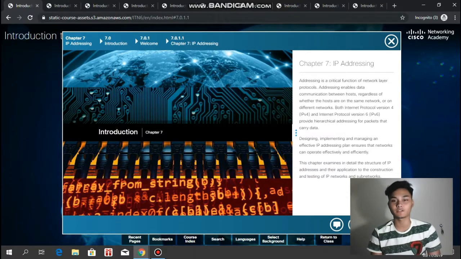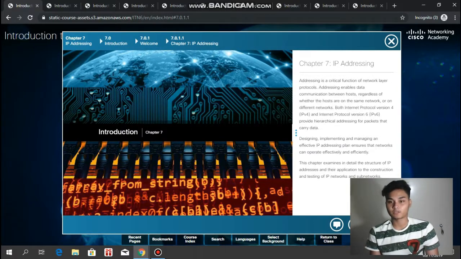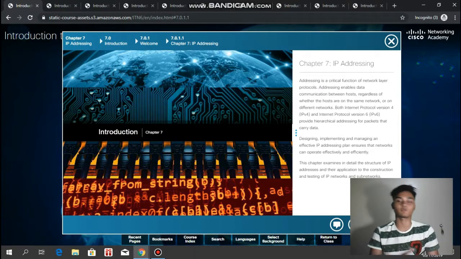So for today's video, I will show you the introduction for chapter 7 and all activity in chapter 7, and we will answer this right now. So for the introduction for chapter 7, IP addressing. Addressing is a critical function of network layer protocol. Addressing enables data communication between hosts regardless of whether the hosts are on the same network.